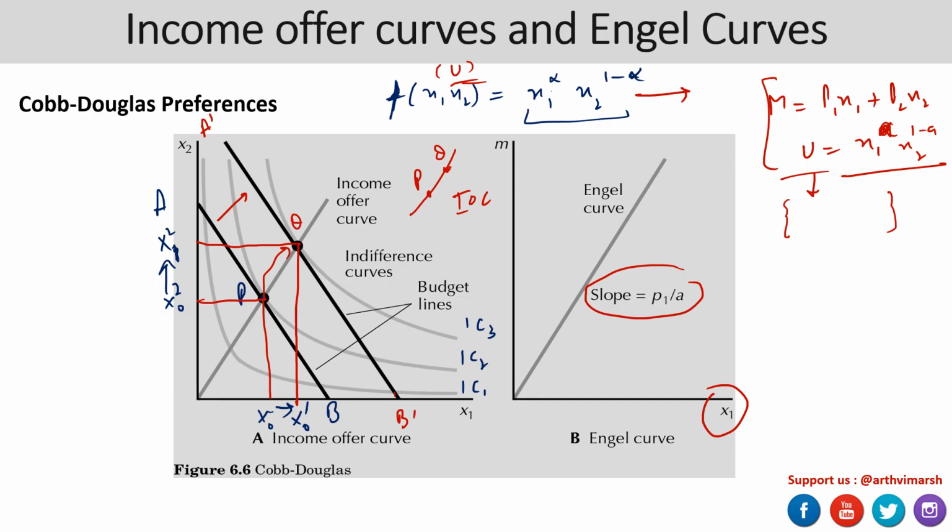So this is what we are observing, and for X1 only, when we are plotting it against income, this is what the Engel curve is, right? So again, we are getting an upward sloping graph, which is essentially telling us that as the income is going up, your consumption of X1 is also going up. So this is about the Cobb-Douglas preferences.